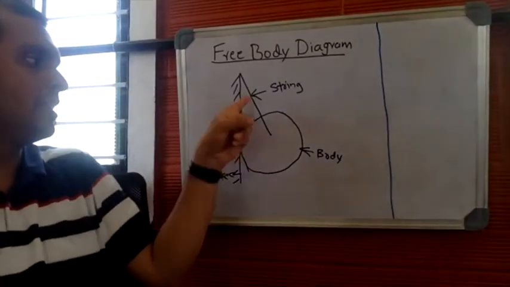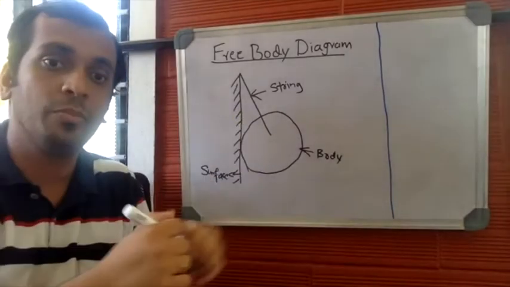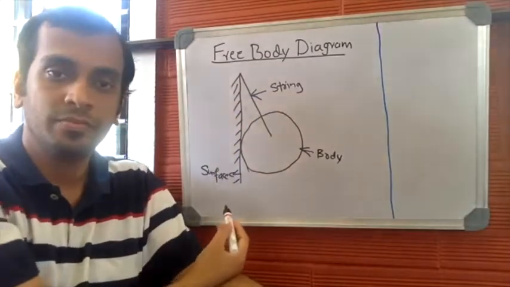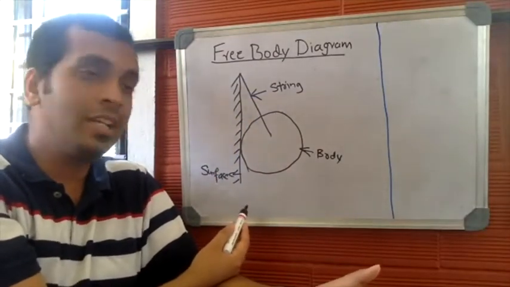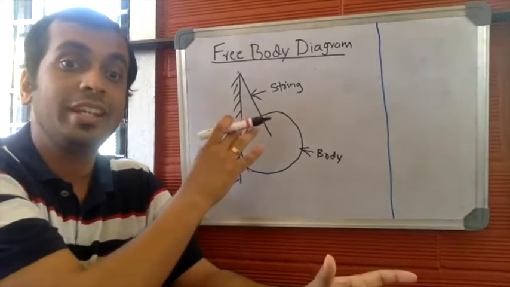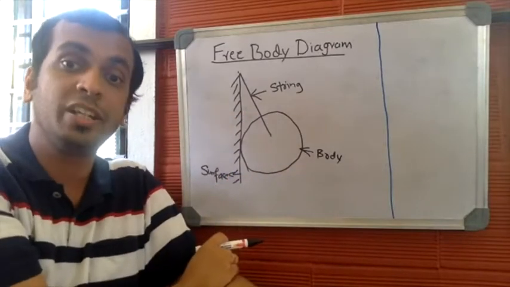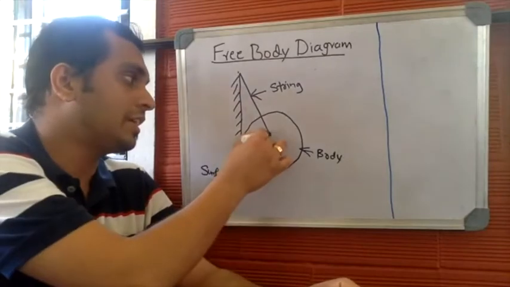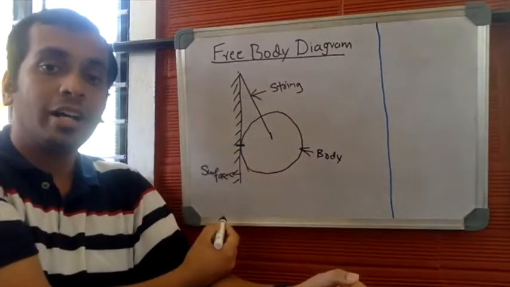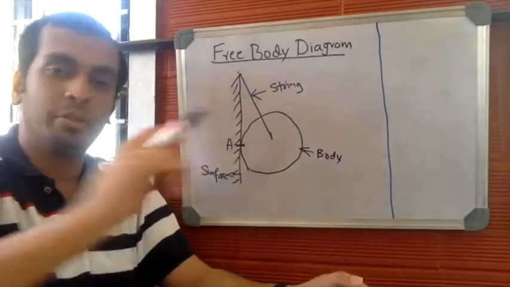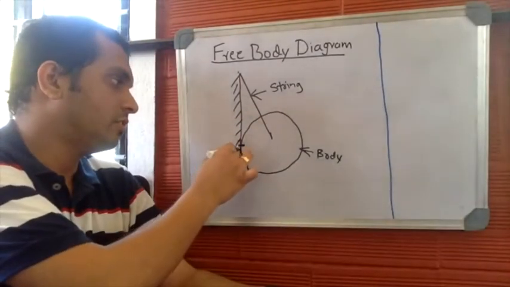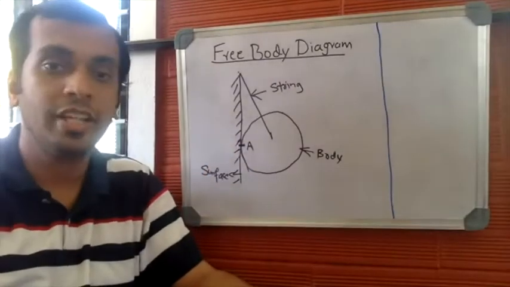Now, everybody observe here carefully. The body is in contact with the surface with the help of the string. The string holds the body, or the body is tied to the surface with the help of a string. This is an example which we have considered here to understand the procedure to draw the free body diagram. Now, this particular body is in contact with the surface, and let me mark the point of contact as A.